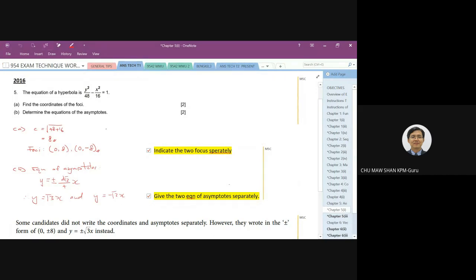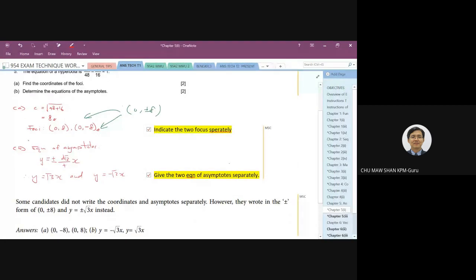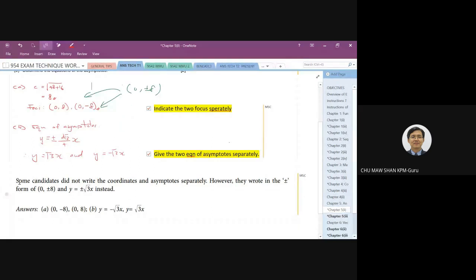So you indicate the two foci separately. As I said, never put it like this. You put the foci as 0, plus minus 8. Tak mau, ini tak mau. Kena put it separately. So the equation of asymptote also the same. You cannot just put plus minus. You put it separately as an individual answer here. Okay, I think I just have you have a look lah. This is the MPM report. It says some candidates did not write the coordinates separately. They wrote in the form plus minus. Macam ini. Tak boleh.